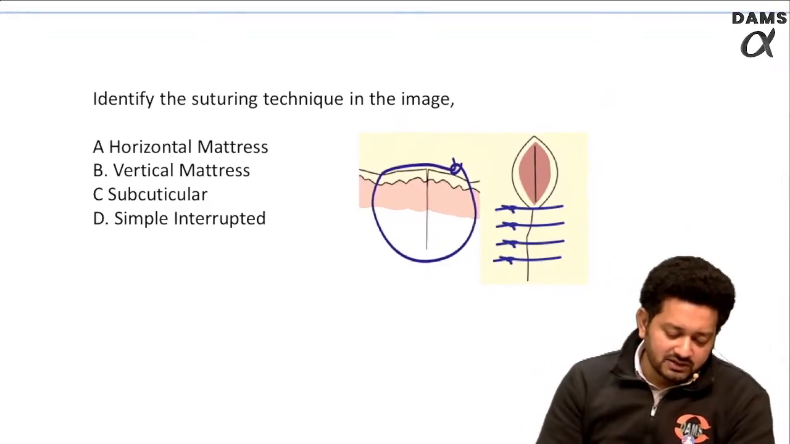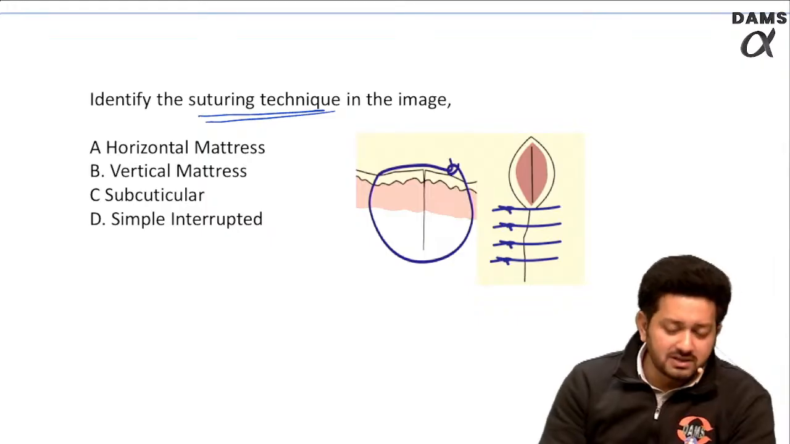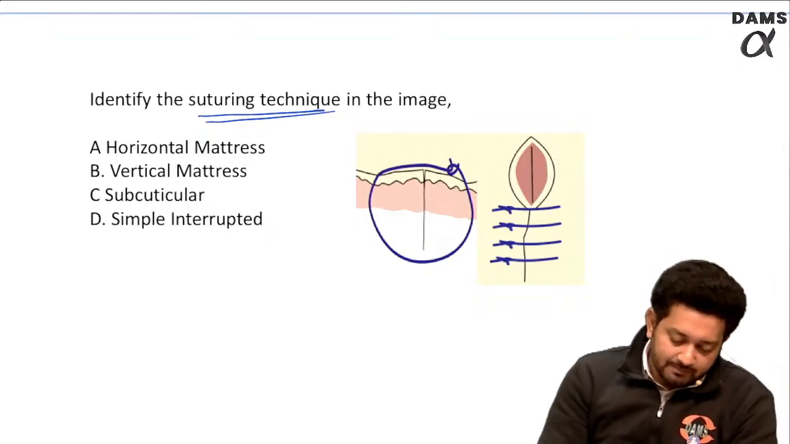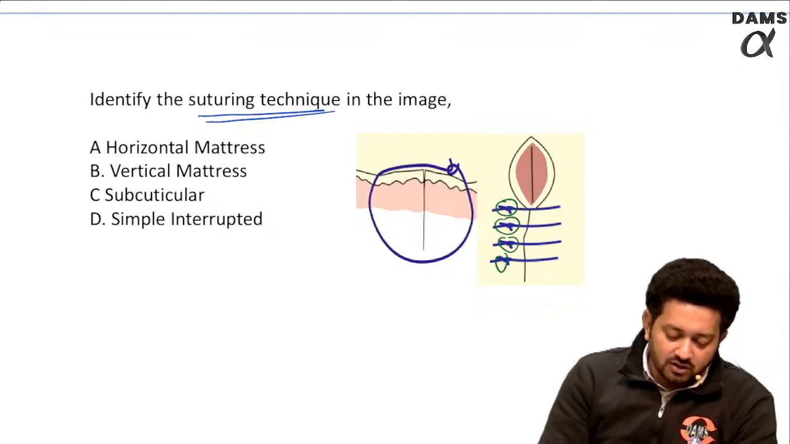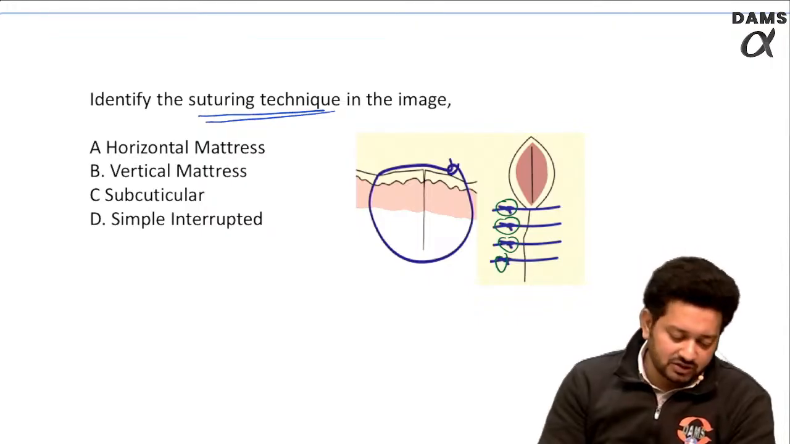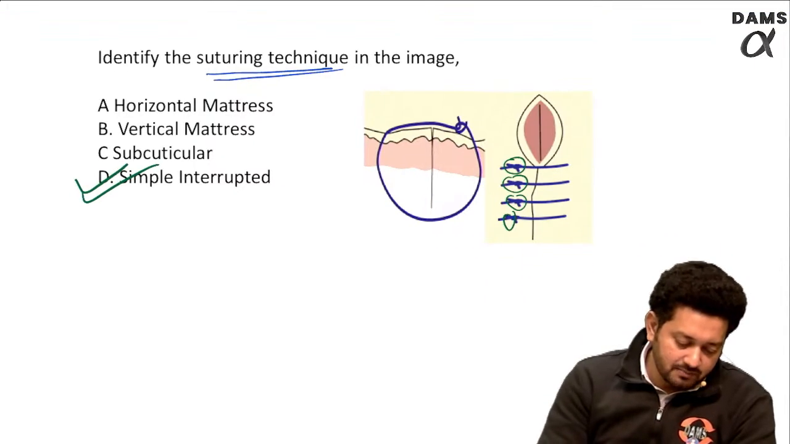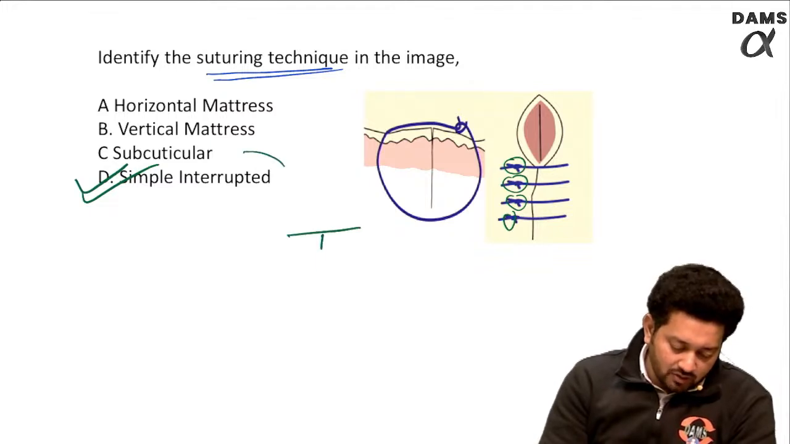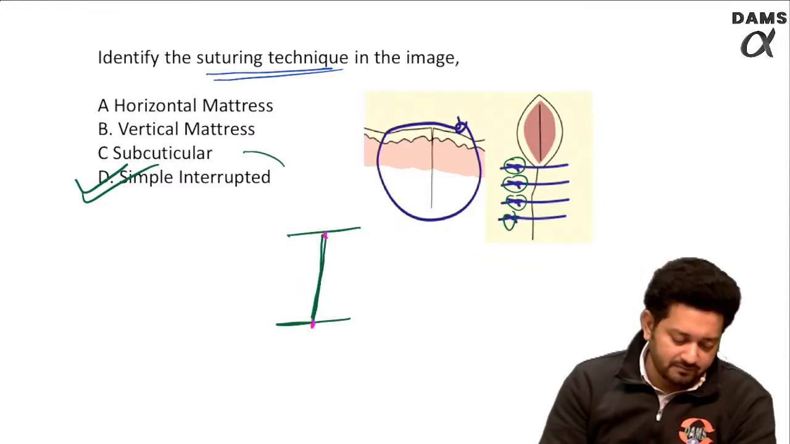Next question, there was a suturing technique given in the image form. It might not be the same image, but you can see there is a suture, then there is a knot, then there is a suture, there is a knot, and the suture is crossing that midline edge. So this is a simple interrupted suture. In subcuticular suturing, you will not see any knot in between, because there is one knot at the beginning and another knot at the end. You will not see the thread in between.